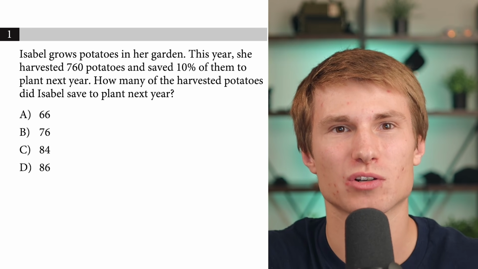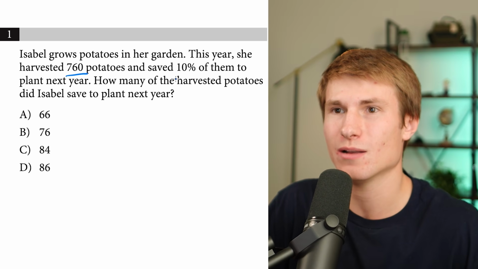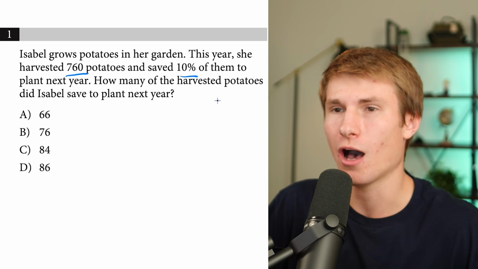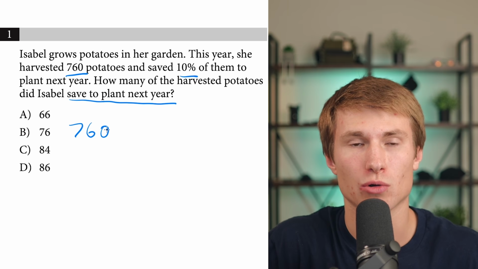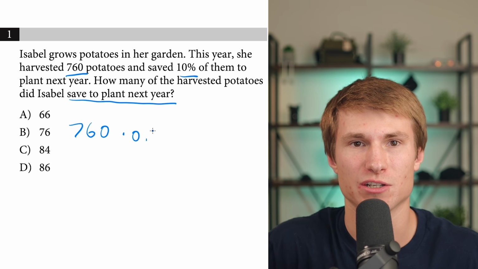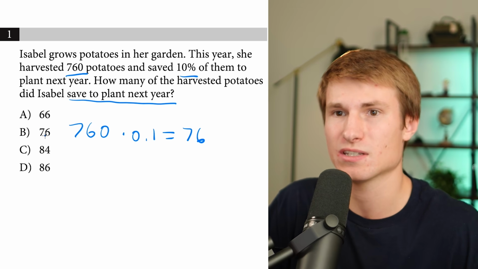Here's how to quickly solve this SAT math problem. Question 1 states Isabel grows potatoes in her garden. This year she harvested 760 potatoes and saved 10% of them to plant next year. How many of the harvested potatoes did Isabel save to plant next year? All you've got to do is take your total amount of potatoes, multiply that by the percentage that she saved, which represented as a decimal is 0.1. And you're going to get your answer of 76, which is answer choice B.